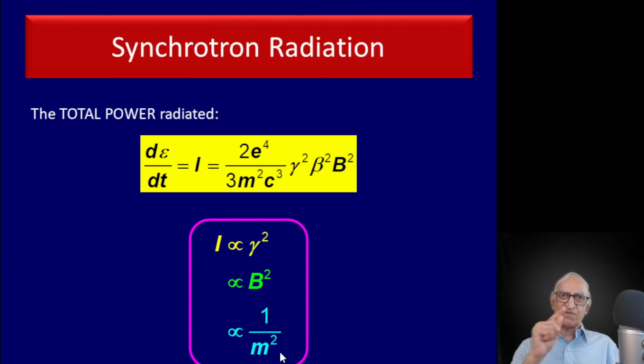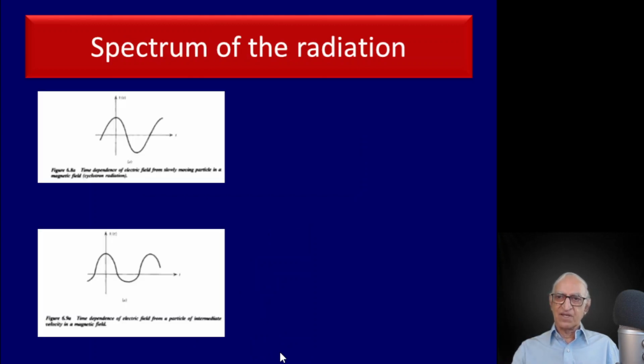So, you should always remember that if a charge is relativistic, then the intensity of radiation is proportional to gamma squared. And if it is going around in a magnetic field, it's gamma squared times B squared. And in all cases, there will be 1 over m squared in the denominator. Now let us look at the spectrum of radiation.